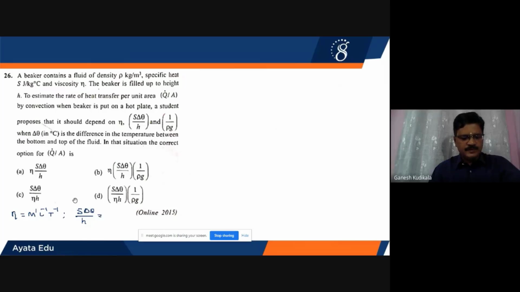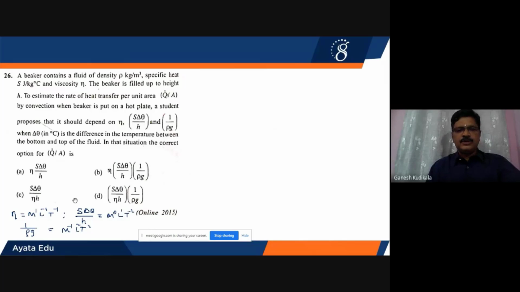If I work out this one, s by delta h by h, s is specific heat. Using the formula for specific heat, change in temperature has no dimension formula, and h. Then on simplifying, I'll get m0 L1 t power minus 2. The third one is 1 by rho g. Rho is density and g is acceleration due to gravity. If I work out this one, I'll get m to the power of minus 1 L2 t to the power of 2. These calculations I'm going to leave as homework to you children.